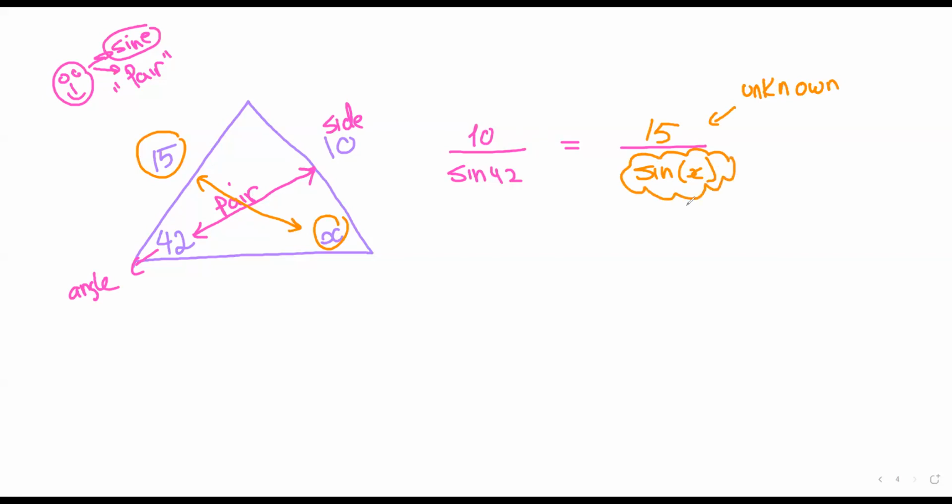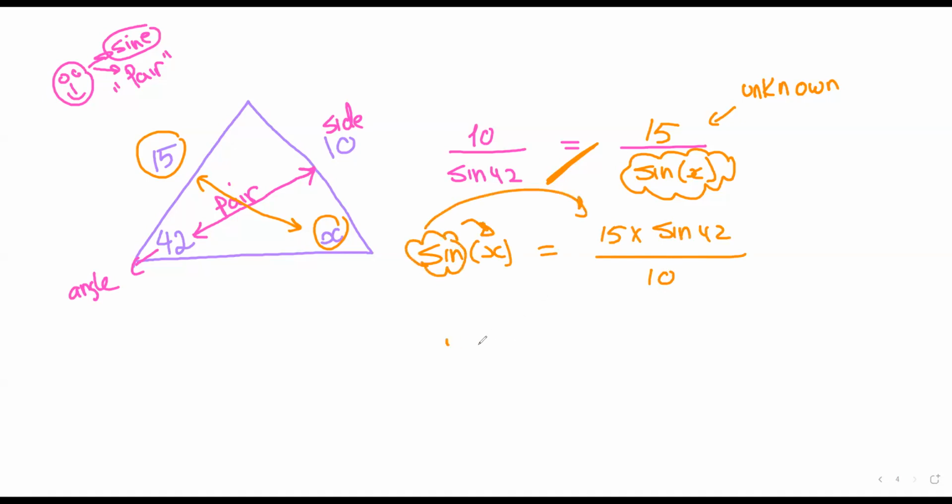Always remember to make the unknown subject. So now this is your unknown, so these two multiply together. So sine x is equal to 15 times sine 42 over 10. Now, the extra step you need here is that, because you are required to calculate an angle, you shift the sine to the other side of your fraction. So this would be x equals sine inverse of 15 times sine 42 over 10. I think this will be an error. Shift sine, 15 times sine 42 over 10. It probably won't work. Let's see.